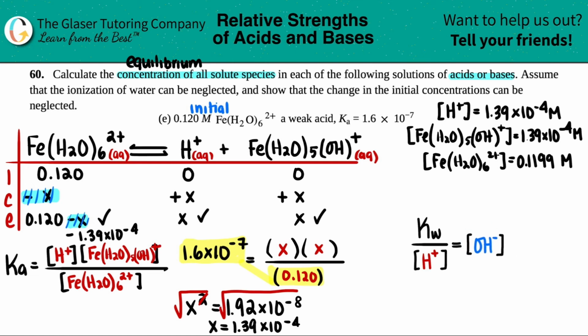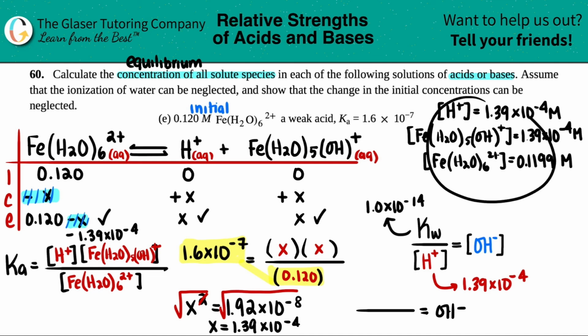The H+, we just found out to be 1.39, that was the X value, times 10 to the negative fourth. And then the Kw value is always a constant value. Your teacher or professor probably wants you to memorize this. It's 1.0 times 10 to the negative 14th, or just 1 times 10 to the negative 14th. Doesn't matter to me. So let's do this math. This divided by this equals the OH- concentration, which I'll put up here. 1.0 times 10 to the negative 14th divided by 1.39 times 10 to the negative fourth.